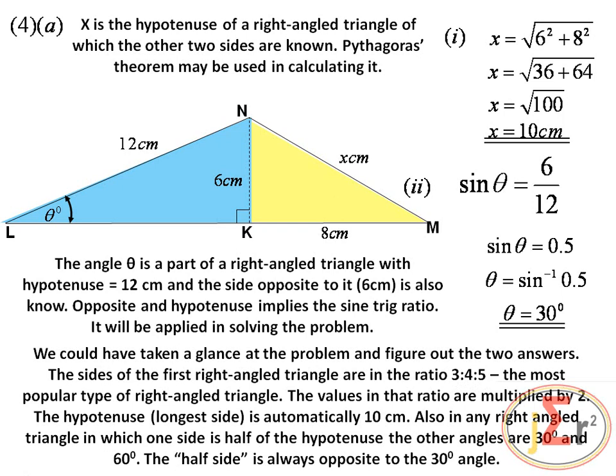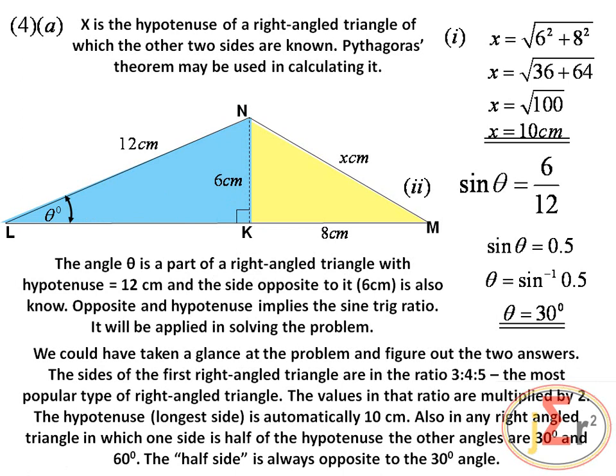Also, in any right angled triangle in which one side is half of the hypotenuse, the other angles are 30 degrees and 60 degrees. So in any right angled triangle that you can find on the face of the earth, if you can find that one side is half of the hypotenuse, that means the other two angles are 30 degrees and 60 degrees. Therefore, the 6 centimeters will be, in this particular case, opposite to the 30 degrees.